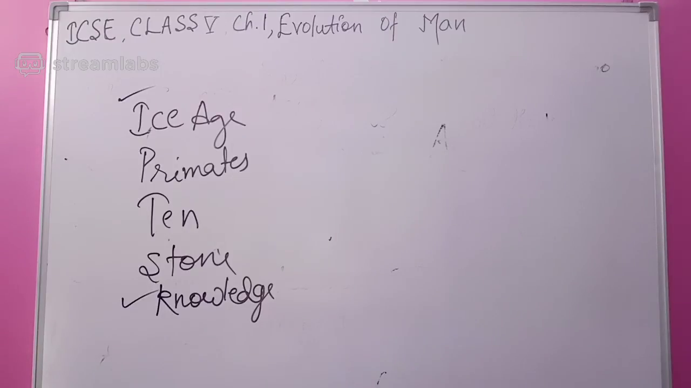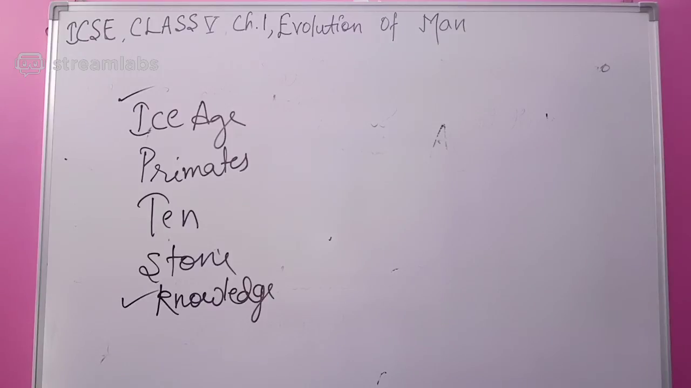Then the next word is intelligence. The ability to learn, understand, and judge is intelligence. And this intelligence increases with the passage of time. Next word is transmission. The process of passing something from person to person is known as transmission.